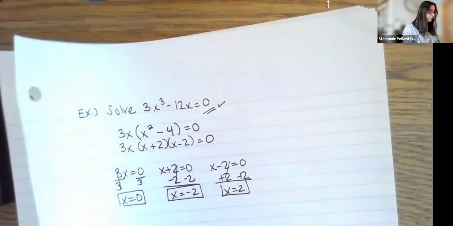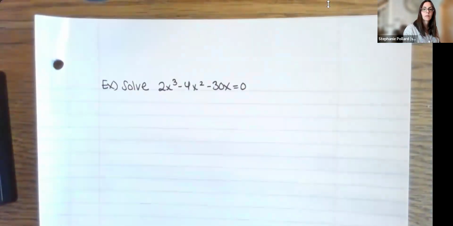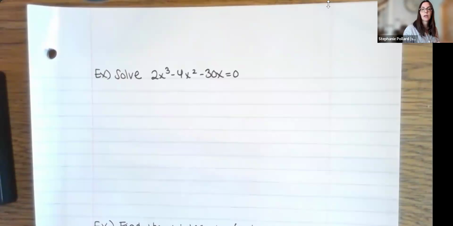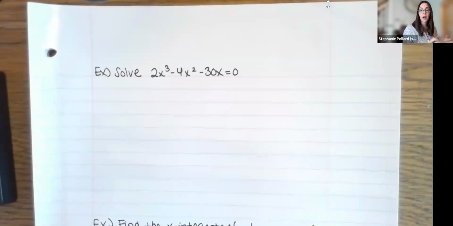All right, let's try another example. So here, solve 2x cubed minus 4x squared minus 30x equals 0. Again, the only thing we have right now is factoring for our solving process for these higher power polynomials, right? Squares, cubes, and so on. So you're going to have to try to factor this.